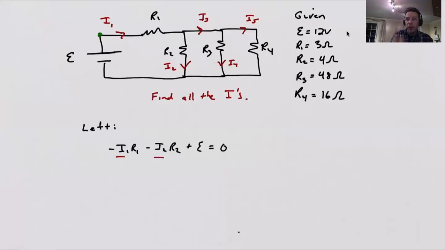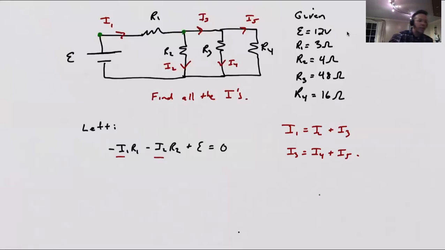But what can we do? We can identify our 2 junction rules here. Namely, I1 flows into the junction and I2 plus I3 flows out. But there's another junction which says that I3 flows in and I4 plus I5 flows out. So we still have a lot to solve for here. The left loop gave us an equation in terms of I1 and I2. Let's go to the next one.